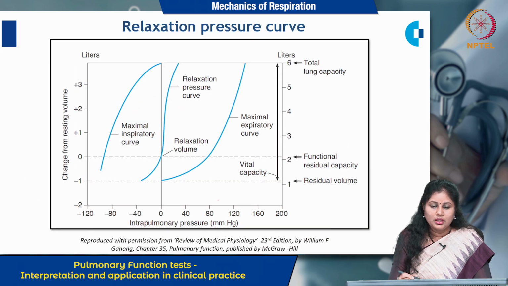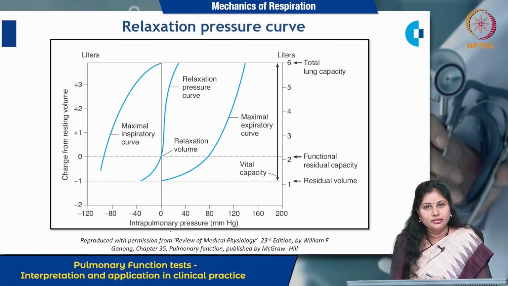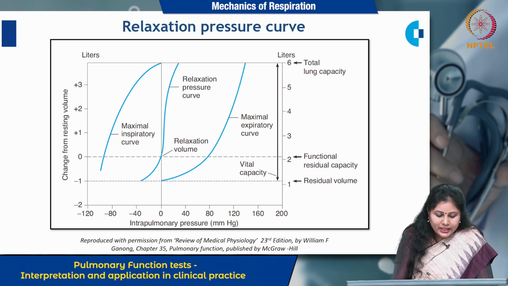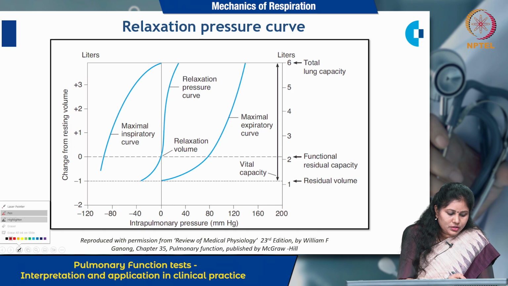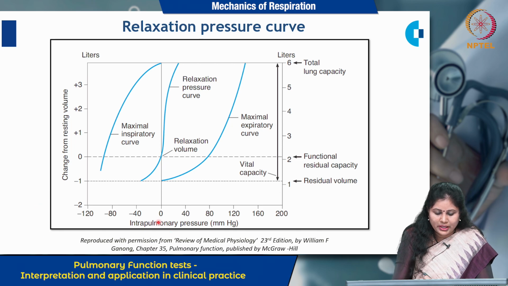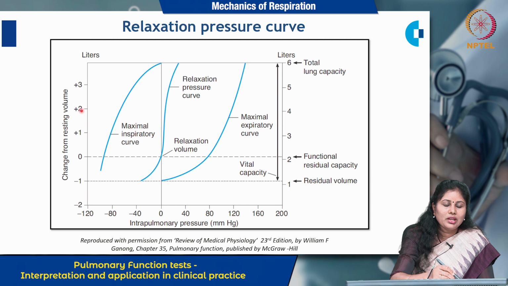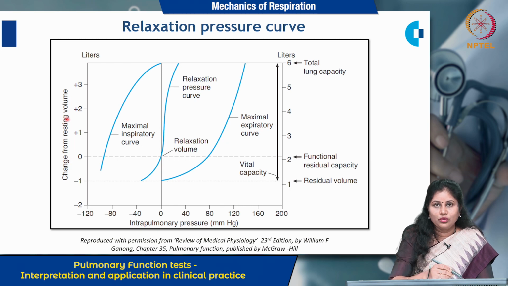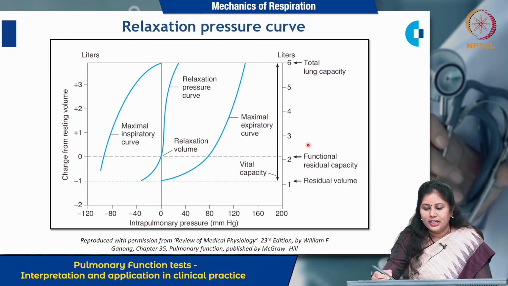Now, this graph explains the relaxation pressure curve. Here, in the x-axis, the intrapulmonary pressure is plotted. If you can see here, the intrapulmonary pressure is negative on the left side and positive on the right side. In the y-axis, the volume is plotted. On the left hand side, we can see that volume is represented as change from the resting volume. On the right side, we can see the absolute lung volumes are represented.